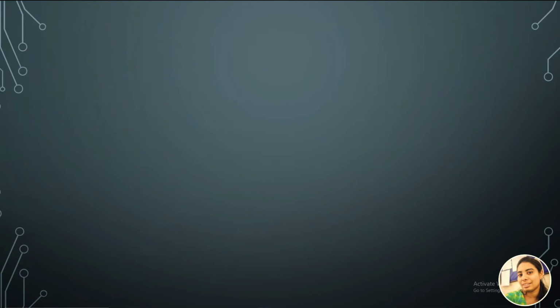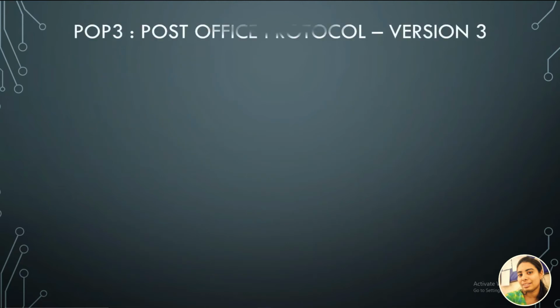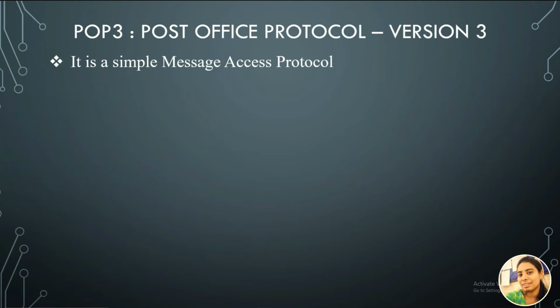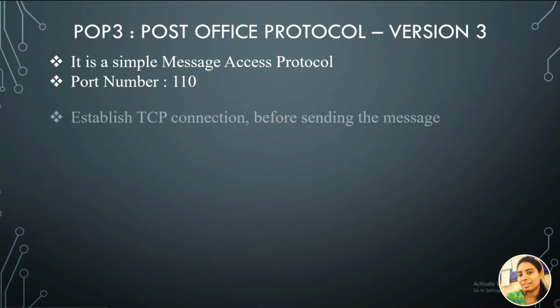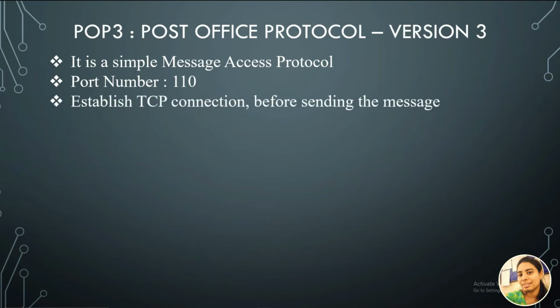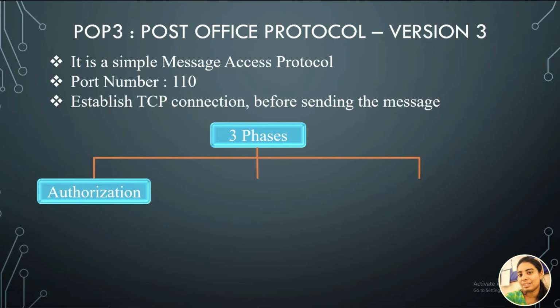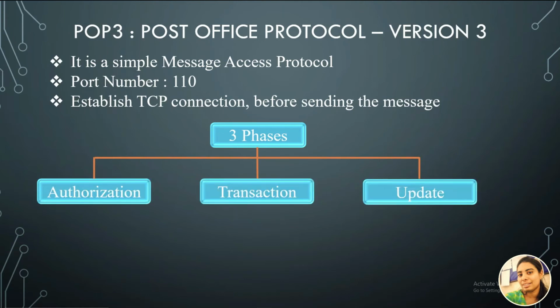So now the second protocol which is used in the email system is POP, that is Post Office Protocol. Here we are going to discuss version 3 of the POP protocol. So it is a simple message access protocol which uses port 110 to access the mail. Same as SMTP protocol, it establishes the TCP connection before communicating with the mail server. Basically, the POP3 protocol contains three phases: authorization, transaction, and update.